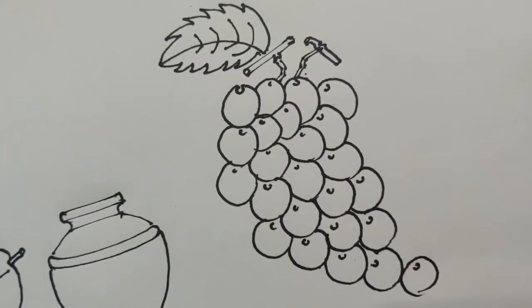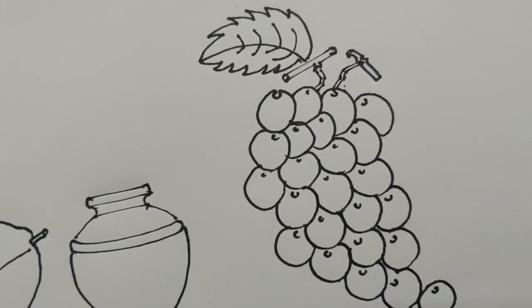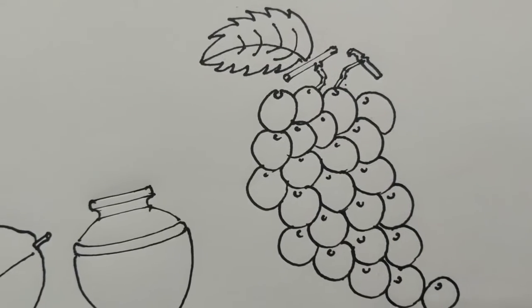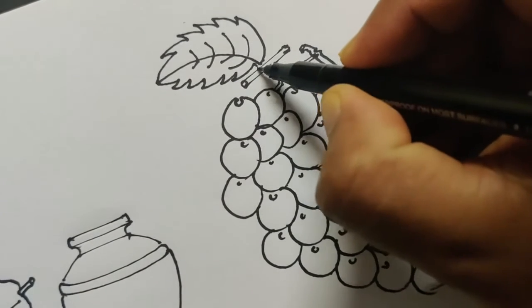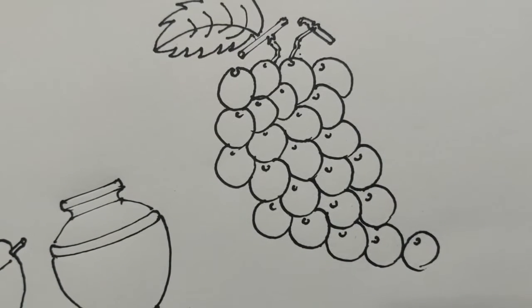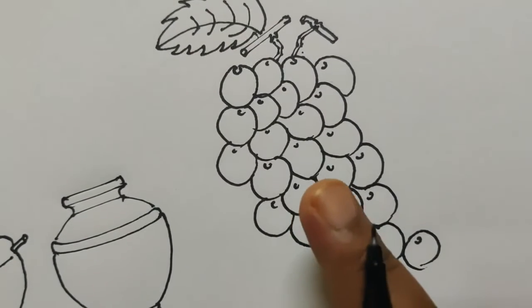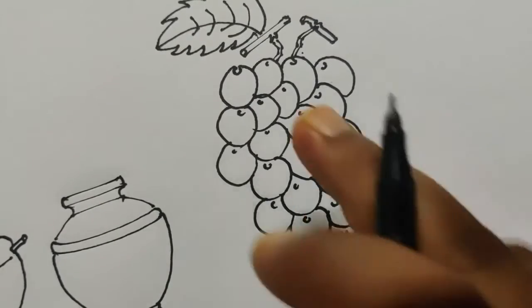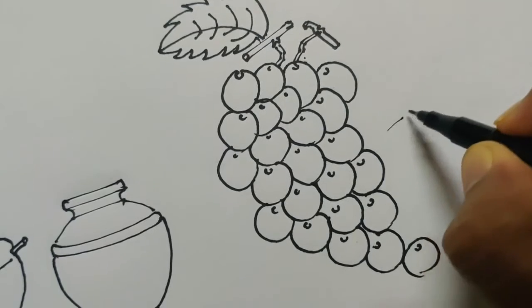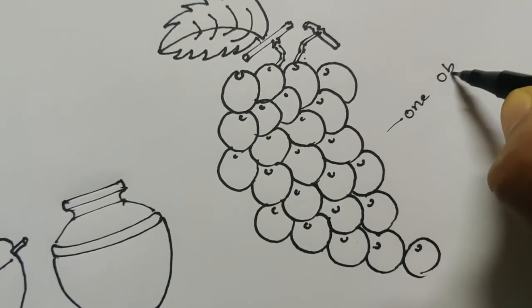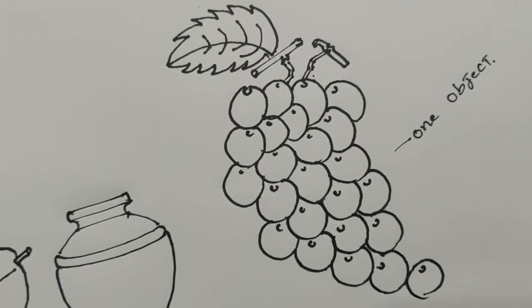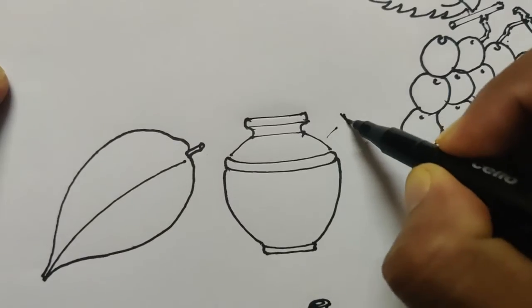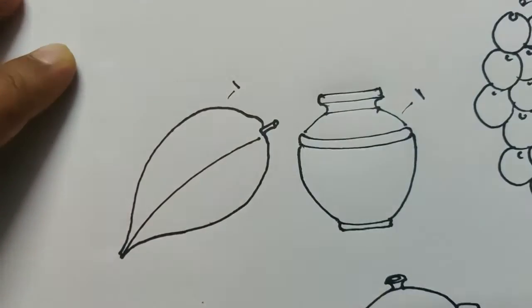Coming to still life painting or drawing, observation is the most important point. From where the starting point is, from where we have to start, we have to observe that. Here we finish the grapes. Overall we finished one object. This bunch of grapes is called one object only. Please don't consider it as a still life. And this one also is one object.